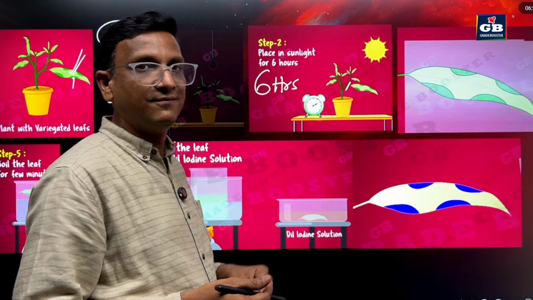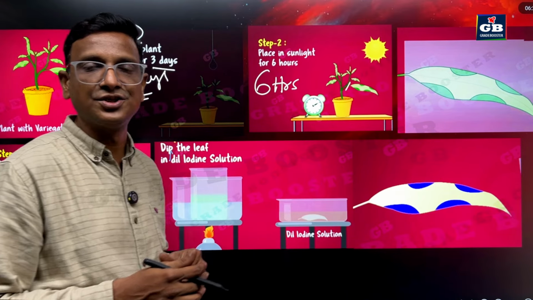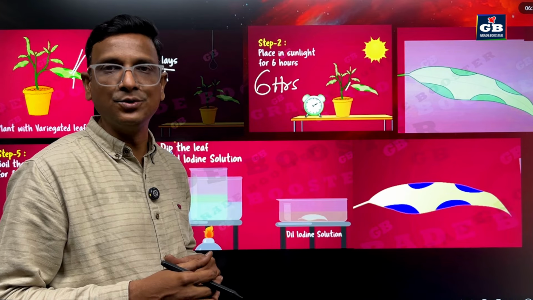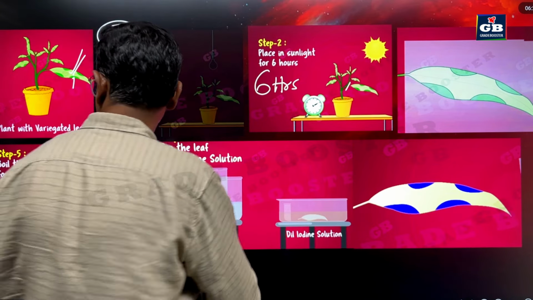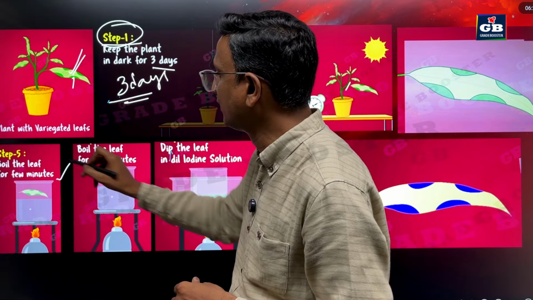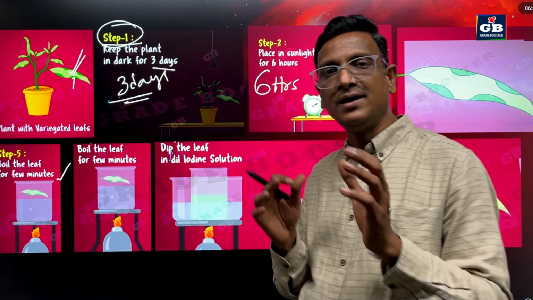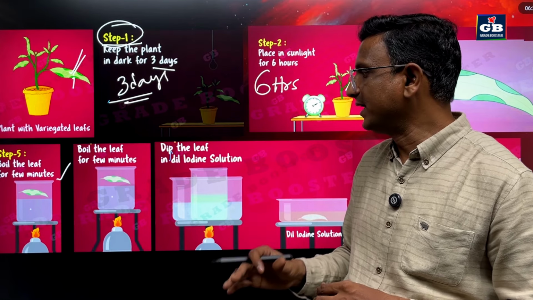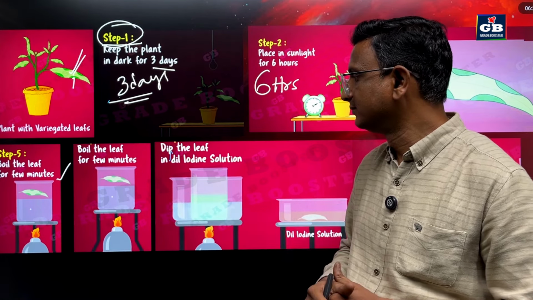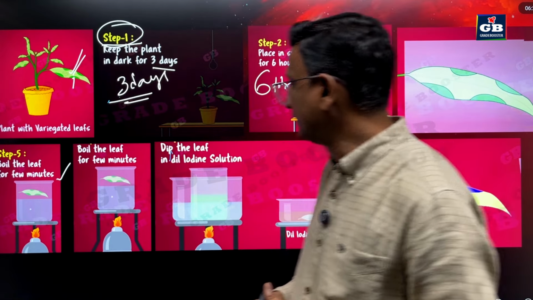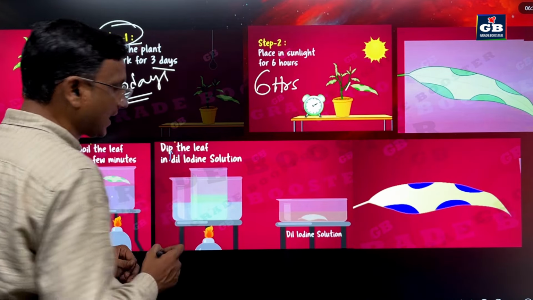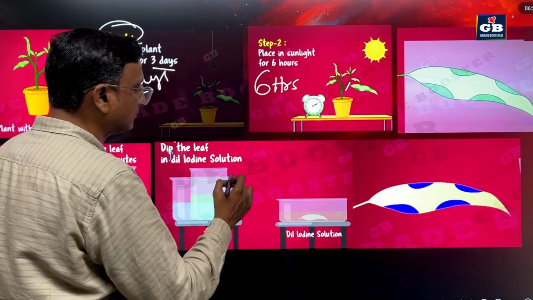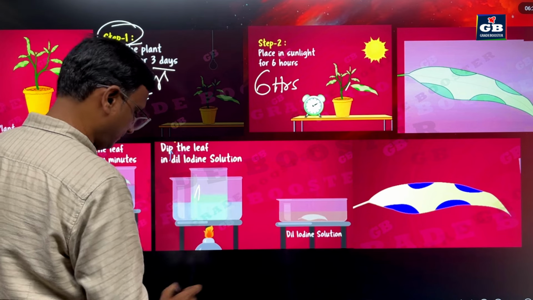Now what to do with the leaf? We have to test the leaf for presence of starch. Whether the starch is present in the leaf or not, we have to test it. How do we do that? First, we have to boil the leaf in water for a few minutes. Boiling makes the leaf soft, right? So for a few minutes, the leaf is boiled in the water. Then the leaf is taken and boiled in alcohol. This is alcohol.